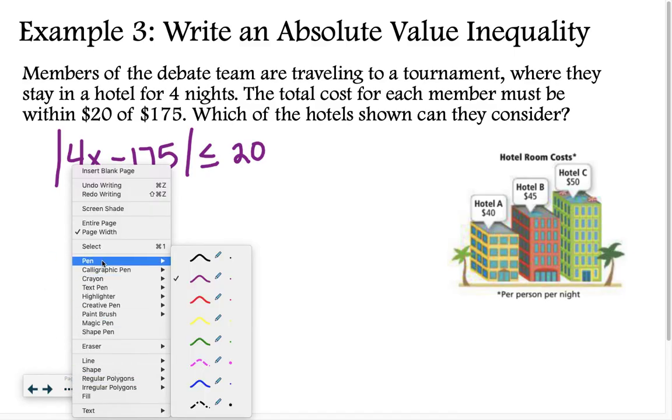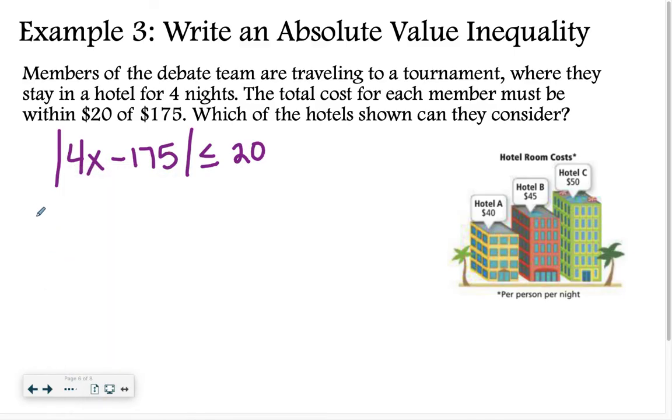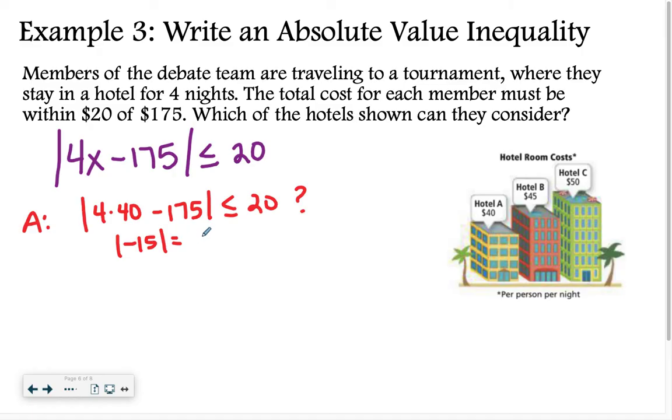So if we try this out with a couple of different hotels, hotel A, for example: the absolute value of 4 times 40 minus 175, is that less than or equal to 20? So 4 times 40 is 160. 160 minus 175 is negative 15. The absolute value of negative 15 is just 15. So is 15 less than or equal to 20? Yes. So hotel A is one answer.